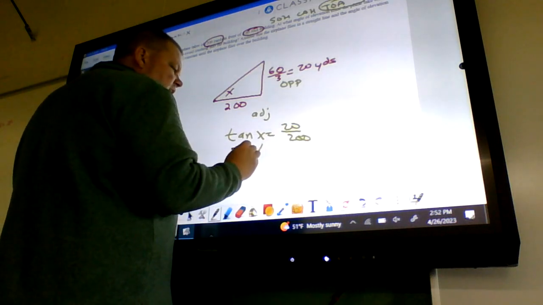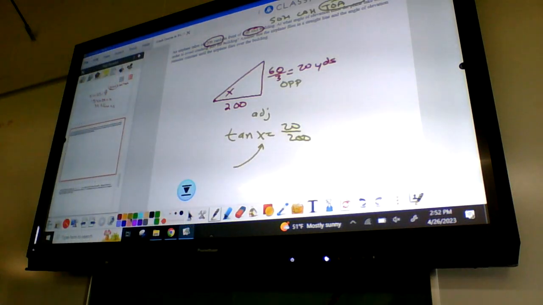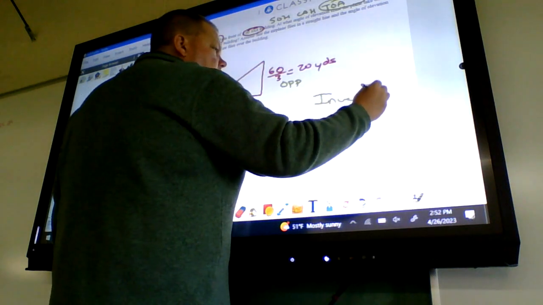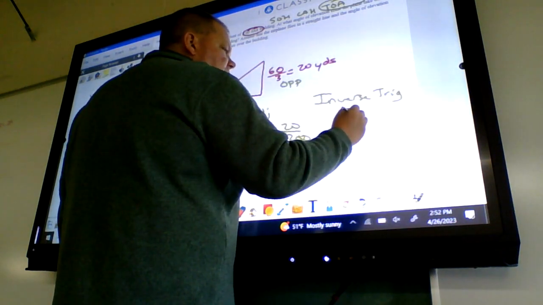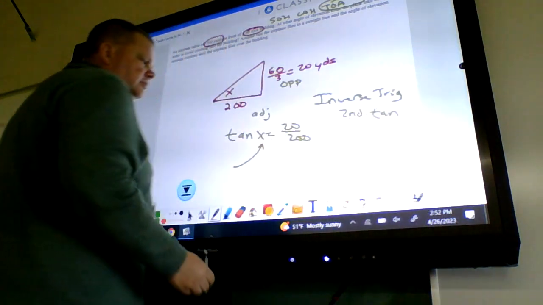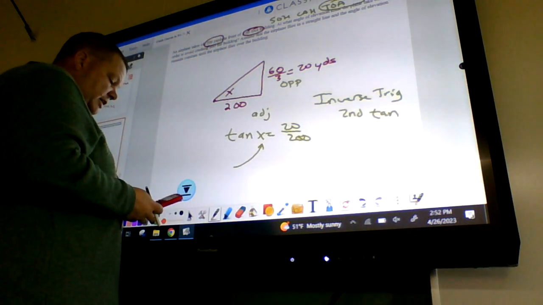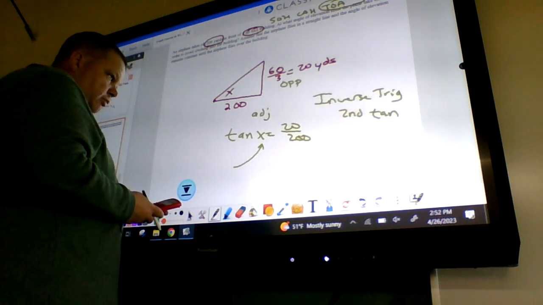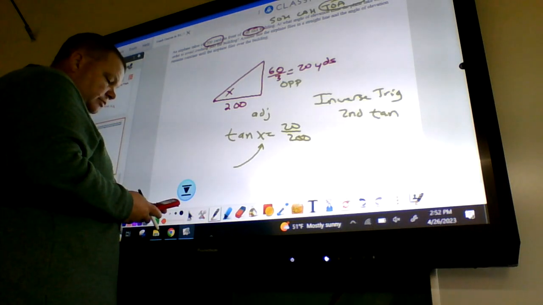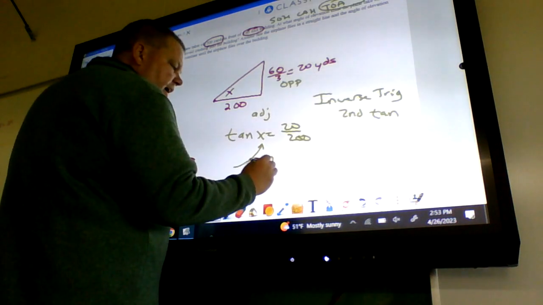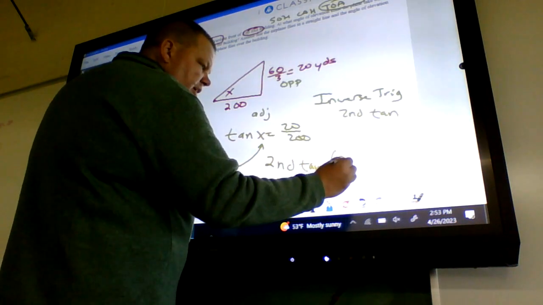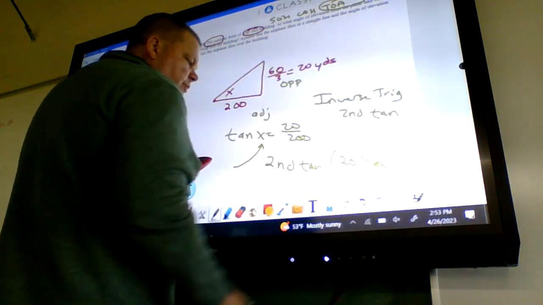Now, I'm going to see that x is on the side with my angle. When I do that, I'm going to use the inverse ratio, and that inverse ratio is found by taking second tangent. On my calculator, I'm going to hit the yellow second key first, and then the tangent, and then put in 20 divided by 200. It brings up the parenthesis. Take 20 divided by 200 and close your parenthesis.